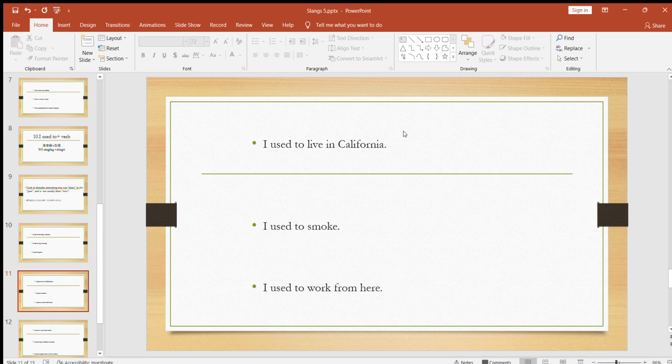Next one, I used to smoke. So this person, maybe he was a chain smoker in the past, but now he has reduced his smoking habit, or even if he smokes, he does not smoke often. So it's a good thing. Here he is saying that he used to smoke a lot, but now he doesn't, or if he does, then not frequently. I used to work from home.